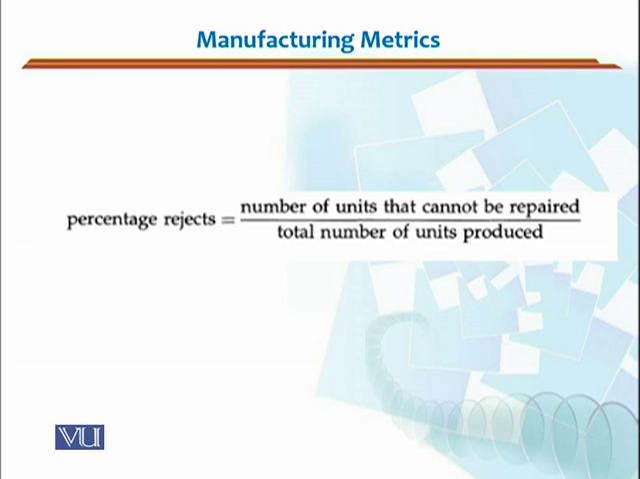First pass yield is one metric that measures the total defects. It doesn't matter whether it's a minor defect or a major defect. But this percentage reject only takes into account those units which are major rejects.